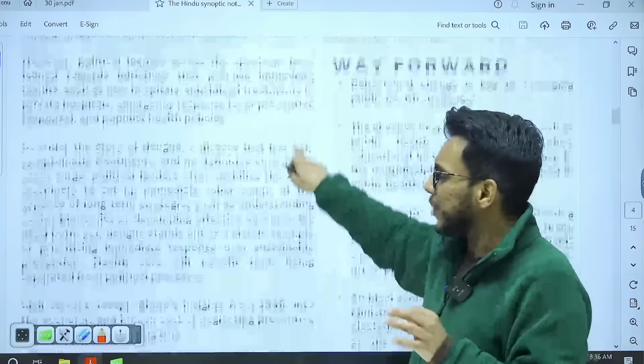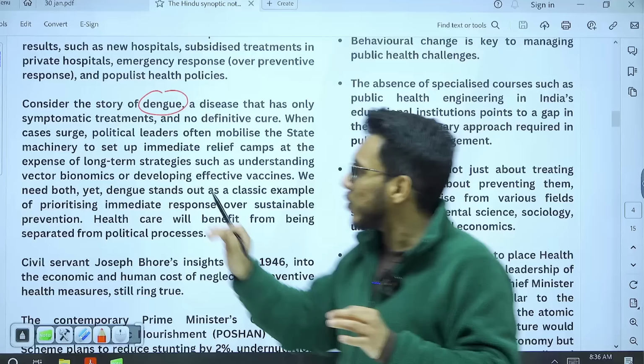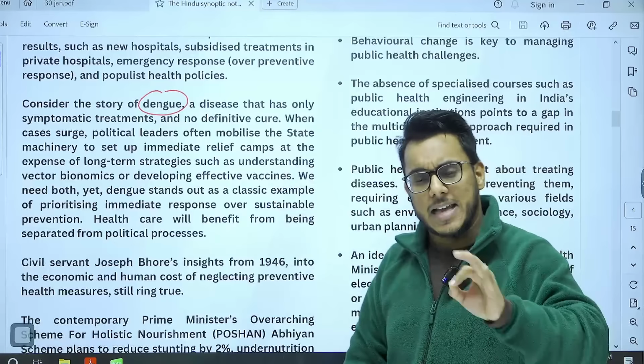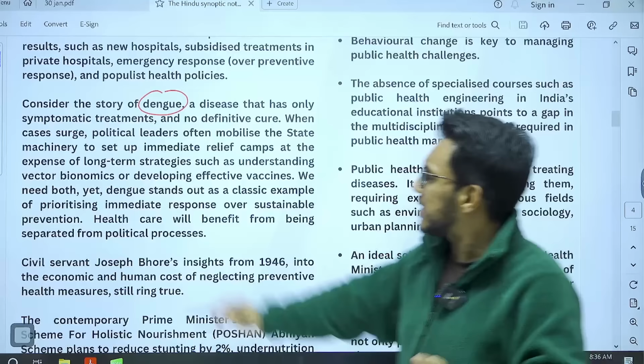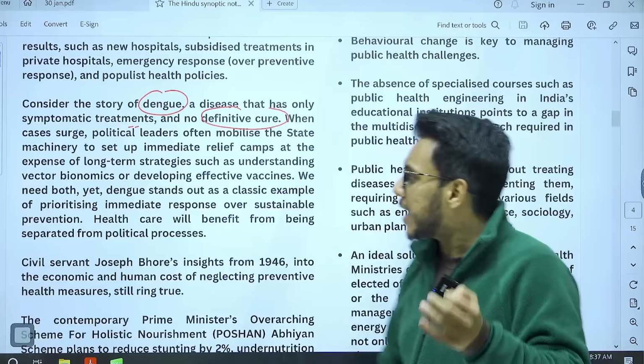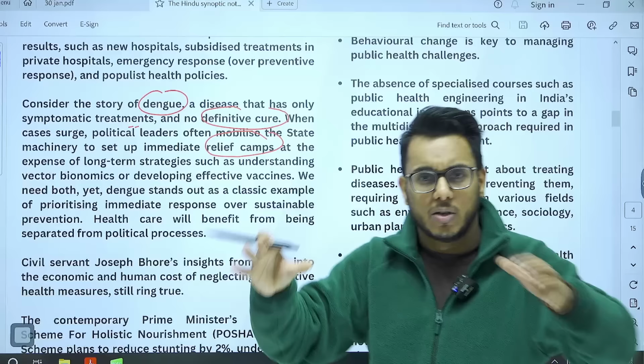Now, here, a case study of dengue has been given. Dengue is a vector-borne disease, and we find that every year cases of dengue increase in a particular season. It has symptomatic treatments; there is no definitive cure for dengue. But every year the government comes out with relief camps. They establish hospitals or makeshift hospitals to tackle the rising number of cases.